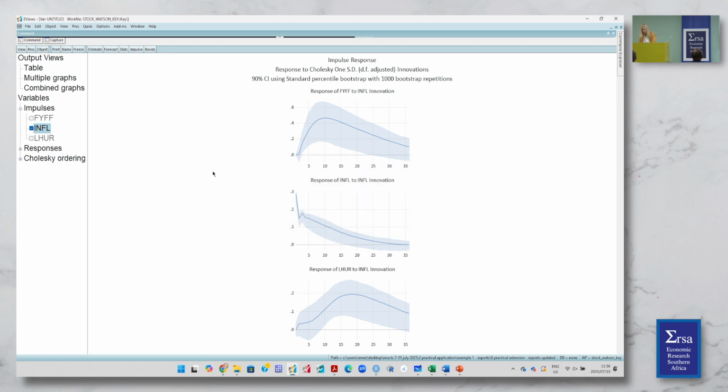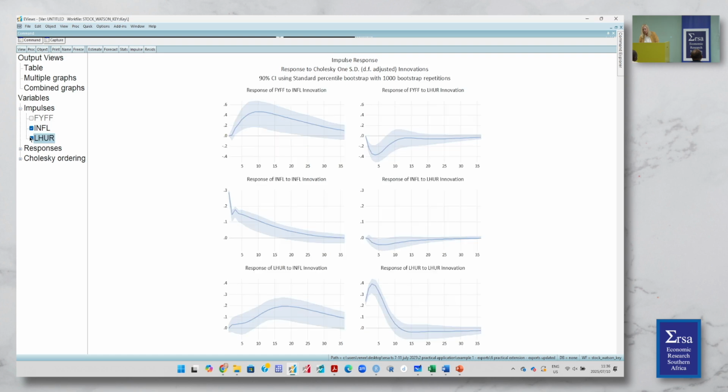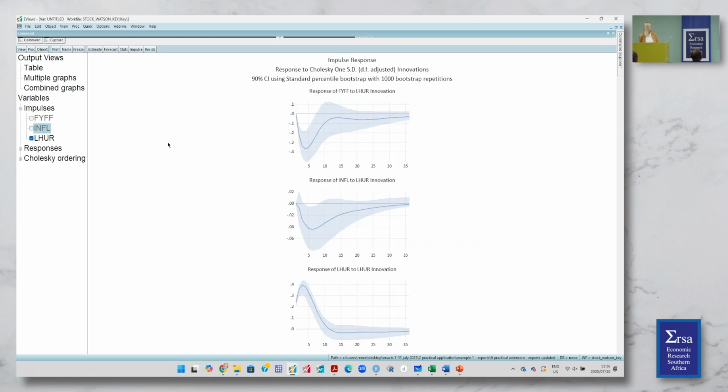I have to select one before I can unselect another one.